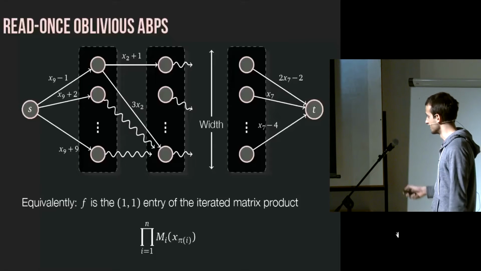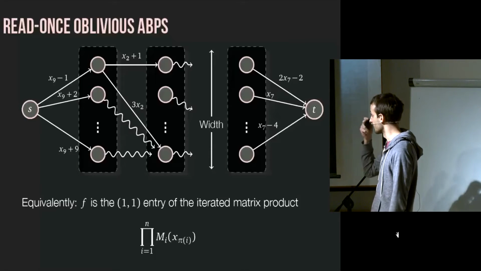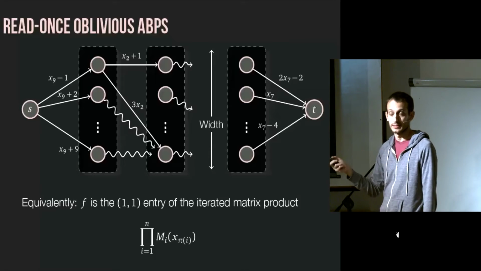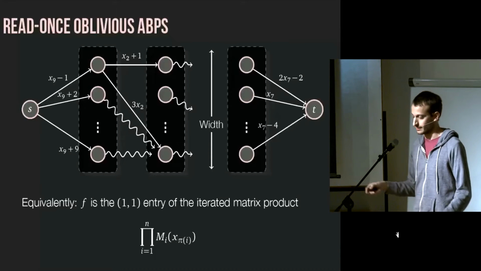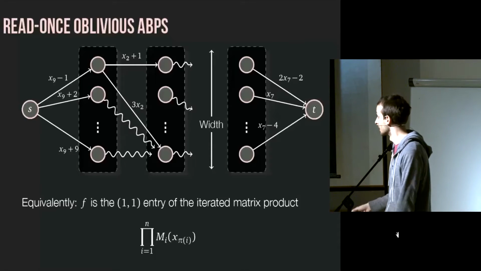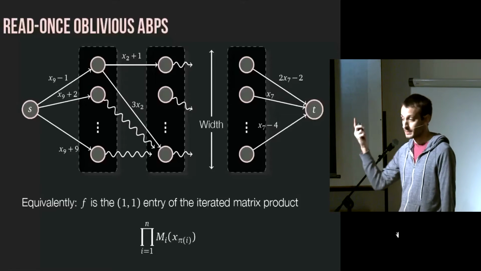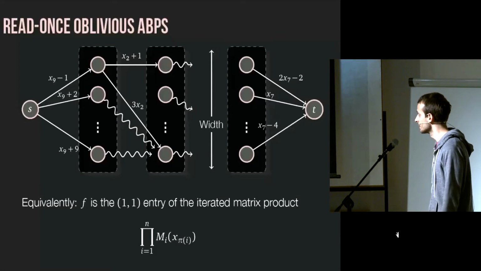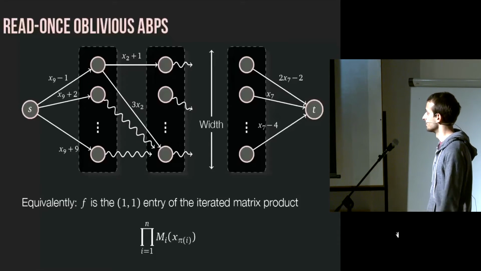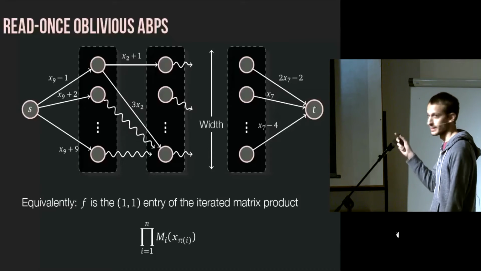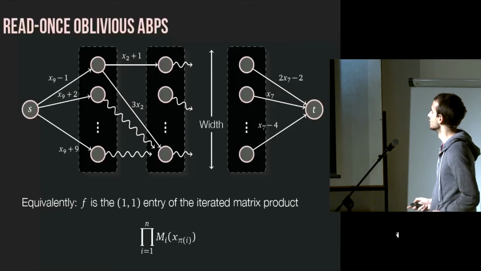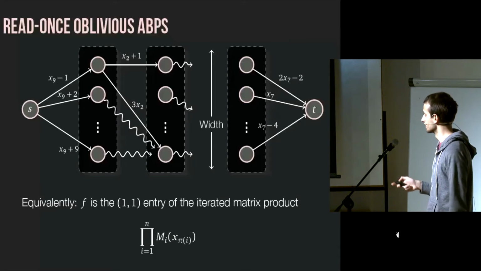So we have this iterated matrix multiplication. M_i is a matrix of univariate polynomials, and let's assume they're all linear polynomials in x_{π(i)}, so there is some permutation on the variables which determines the order. And you just multiply everything together and take the 1-1 entry. This is what this program computes.